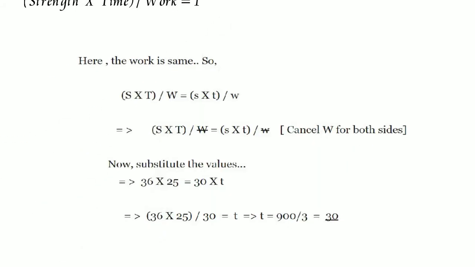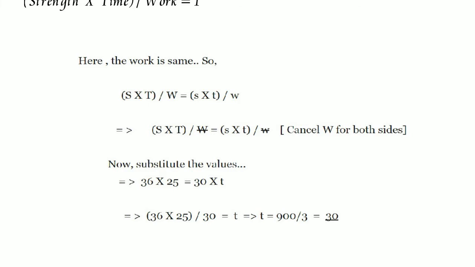So, equating the equation, we can see that small s into small t divided by small w is equal to big S into big T divided by W, and as the work is same, cancelling out the work and substituting the values, we get 36 into 25 is equal to 30 into T, and we can easily get the value of T, that is 30 days.